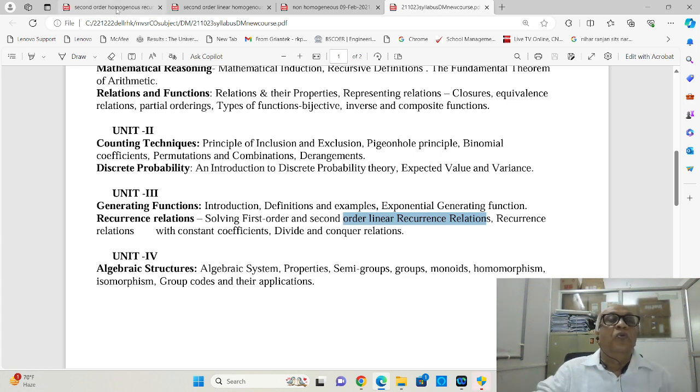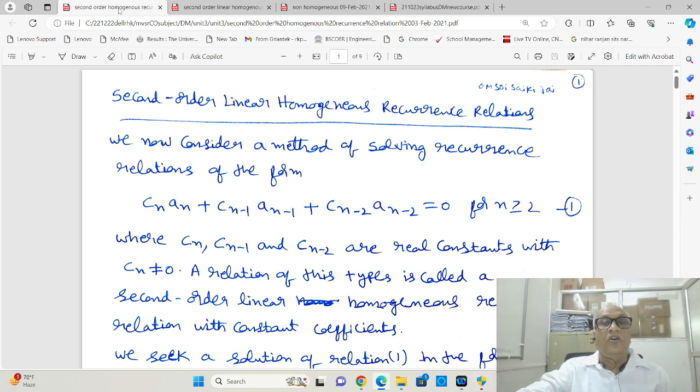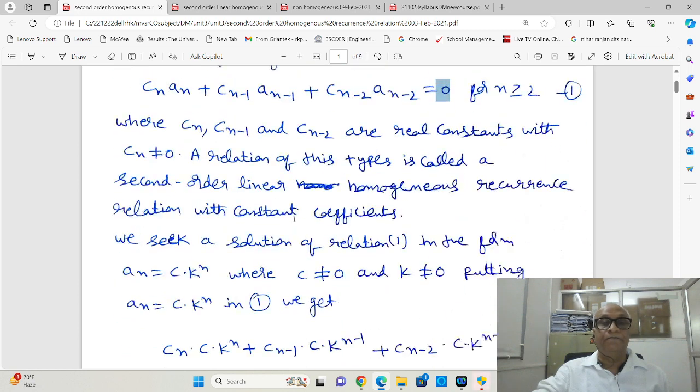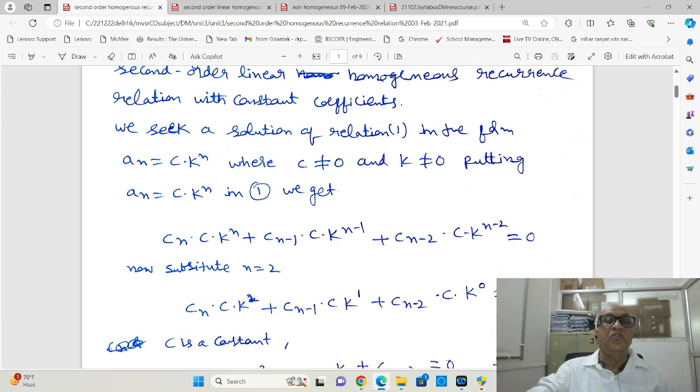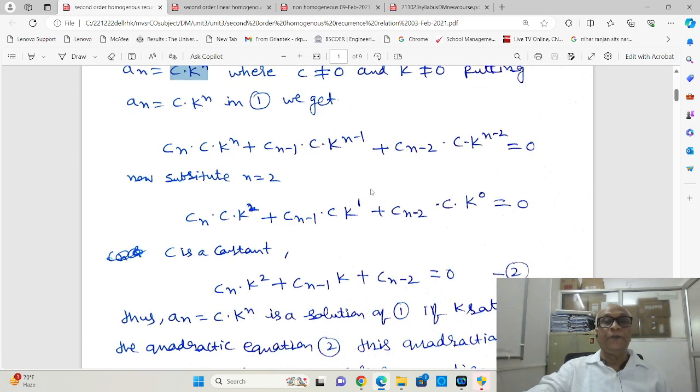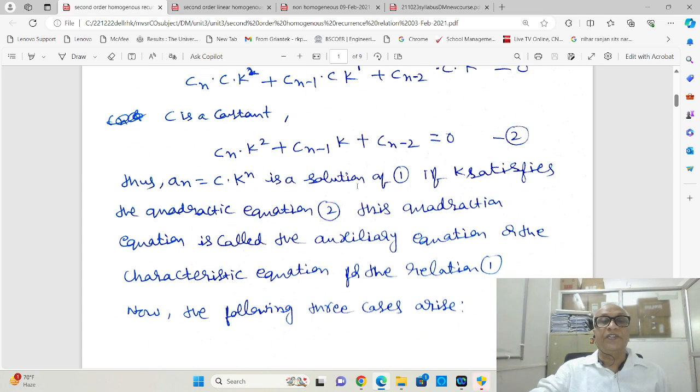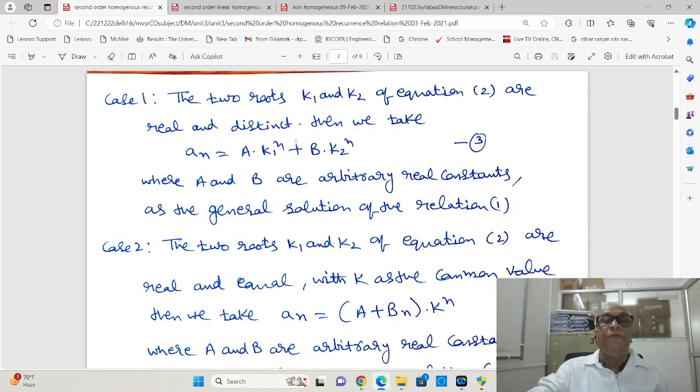If you remember the homogeneous recurrence relations for second order, this was the general form: Cn an plus Cn minus 1 an minus 1 plus Cn minus 2 an minus 2 equal to 0. As the right side is 0, we had mentioned it as homogeneous, and then we had said that the general solution will be in the form an equal to c k to the power of n. By substituting this, we said there will be different cases, basically three cases.